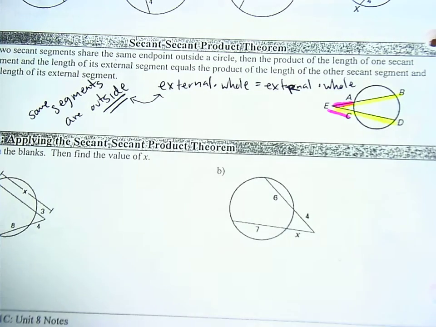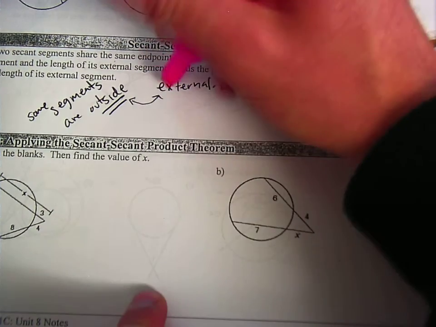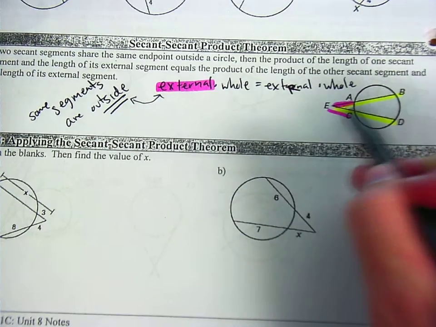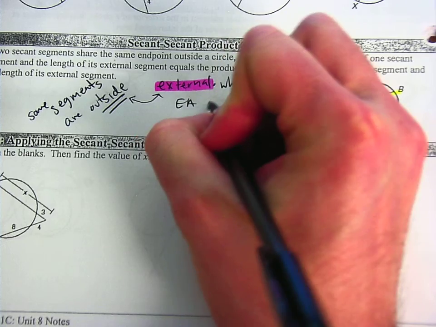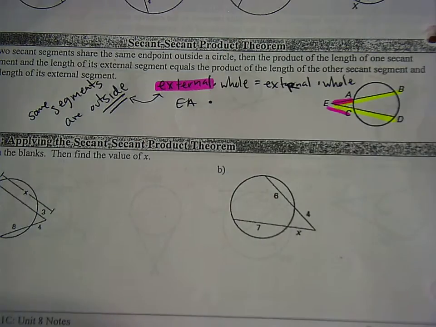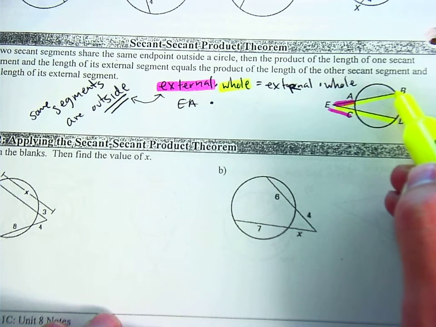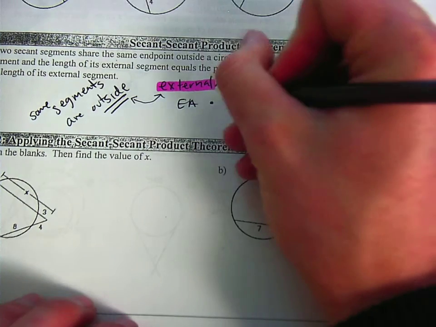So again, just to color coordinate it here for us, we put the externals in pink. So this would be like the external, the pink one, which is EA, times the whole, which we highlighted in yellow. That would be EB, the whole thing here. Times EB.